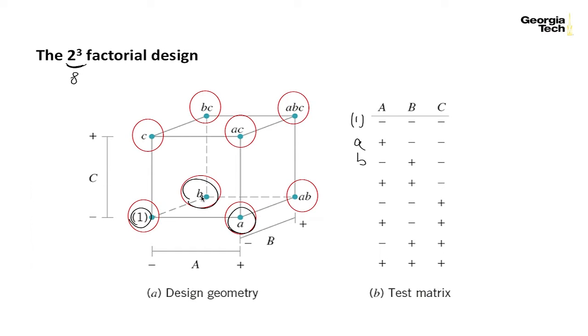B is positive, and A and C are negative. This is AB, because A is positive and B is positive, which is this guy. And I can say this is C, this is AC, this is BC, and this is ABC. And we can associate each corner of this cube to one of those runs or treatment combinations.